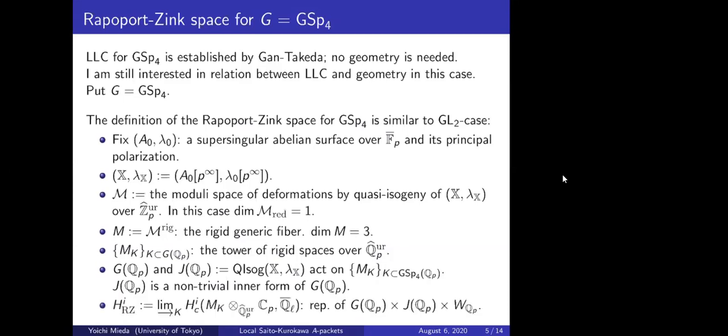And I can define the compactly supported l-adic cohomology of this tower by the same method. Then this is a representation of the product of these three groups. And I'd like to give a decomposition of this cohomology as a representation of these three groups.